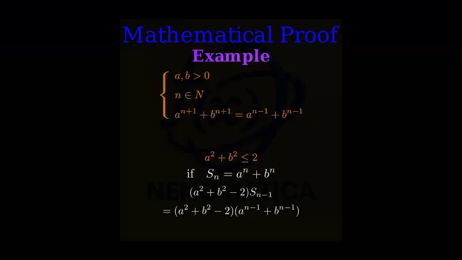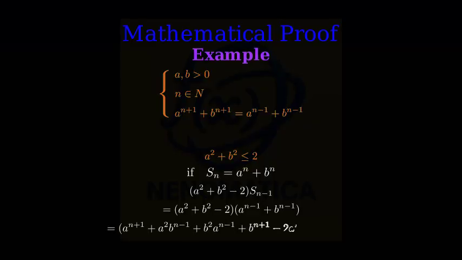Now, let's expand this expression. We get a to the power n plus 1 plus a squared b to the power n minus 1 plus b squared a to the power n minus 1 plus b to the power n plus 1 minus 2 times a to the power n minus 1 minus 2 times b to the power n minus 1. We can rearrange these terms to group them more effectively.